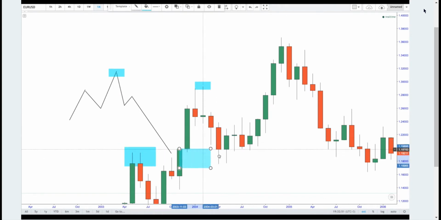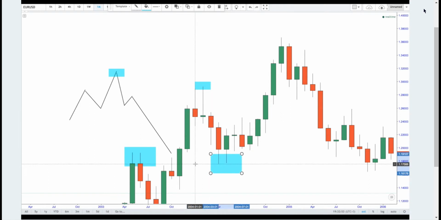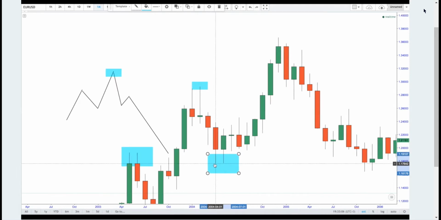Over here, as you can see the wicks. Now with the tweezer bottom formation, this one's relatively perfect because you can see the wicks are more or less the same, right? Over here, you can see the wick of the second green candle is slightly higher than the wick of the red candle, the red body candle. It's not too far away, so I would class this as a tweezer top.